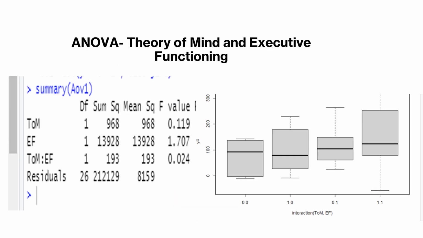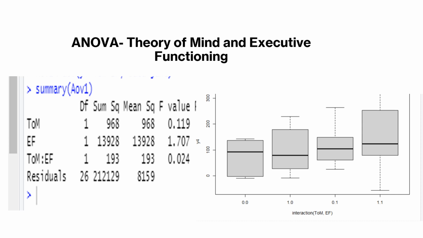Looking at our summary information across the factors, you can see TOM and EF do not have any significant effects on camouflaging. Similarly, for the interaction between theory of mind and executive functioning, there aren't any significant interactions going on there.